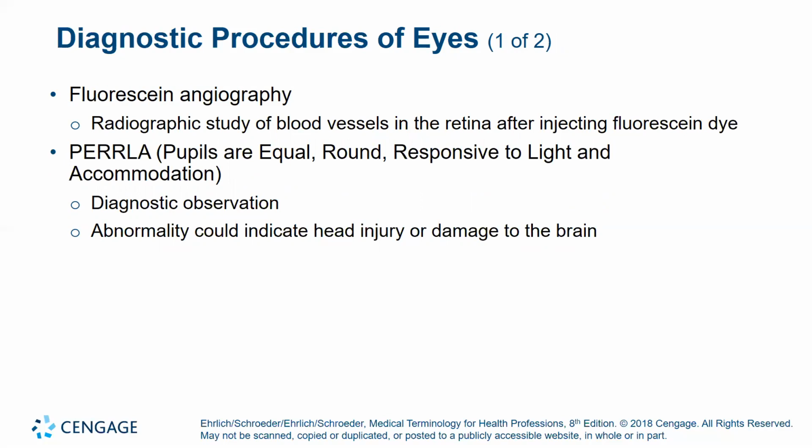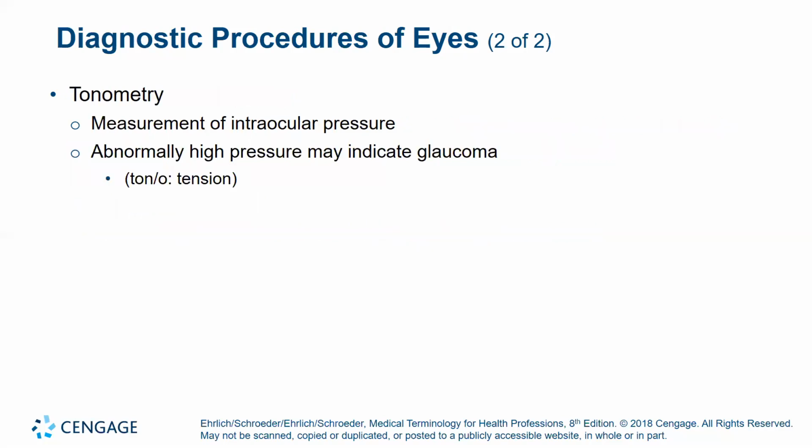We have PERRLA, P-E-R-R-L-A. Pupils are equal, round, responsive to light and accommodation. This is a diagnostic observation. And abnormality could indicate head injury or brain damage. We have tonometry, a measurement of intraocular pressure. Tono is tension.